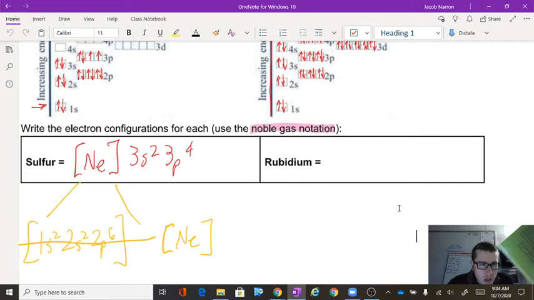Rubidium is the same. You'd be writing all day if you wanted to do rubidium, talking about where 37 electrons go. But instead, just say, all right, rubidium, that's going to be krypton. And if you don't believe me, you can look at your periodic table. But it's going to be krypton, and then 5s1. That's it. Oops, why did I write a 2? I said 1 and then wrote 2. There we go. So it's going to be 5s1.